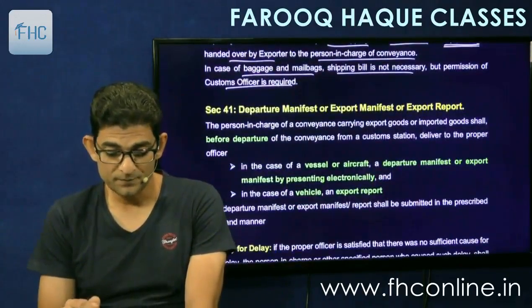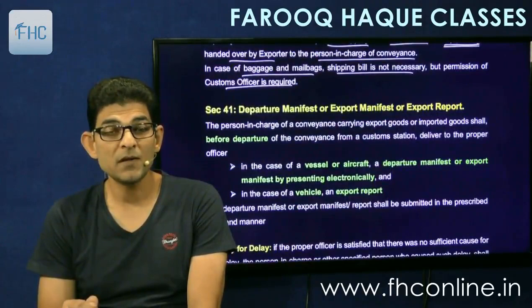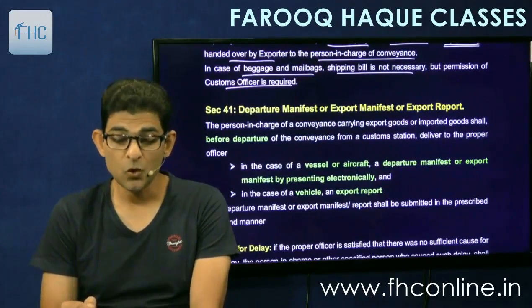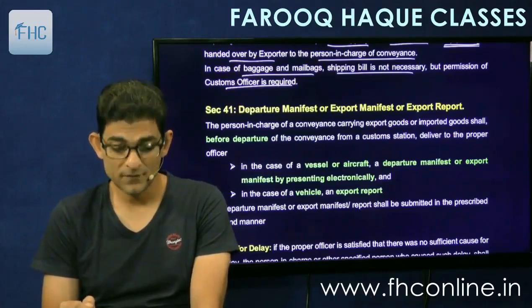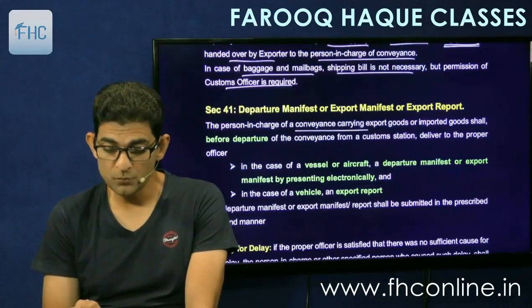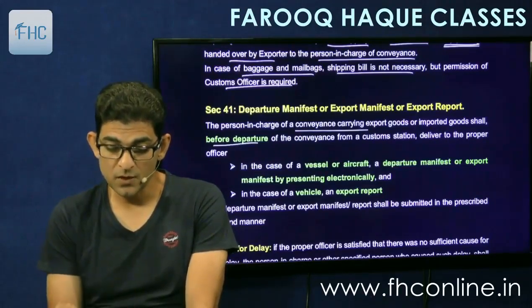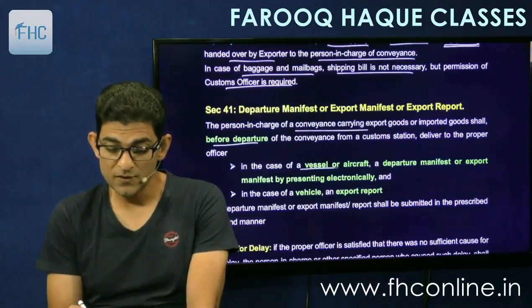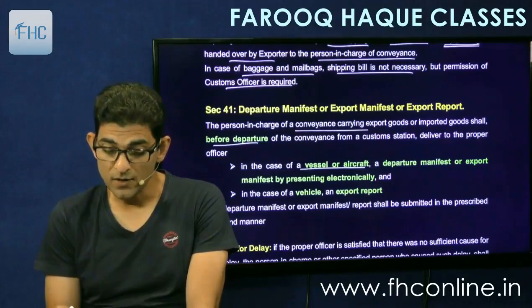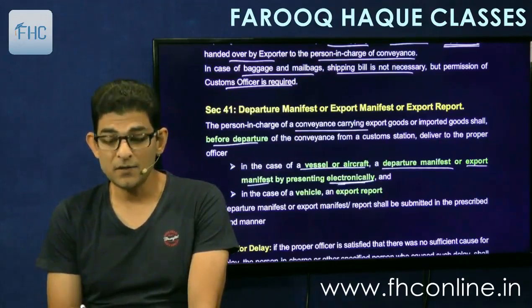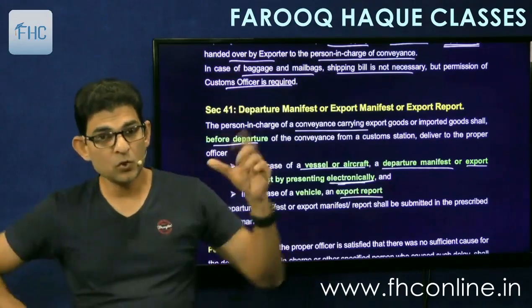And then the departure. Before departure, the last document to be filed is the departure manifest or export manifest or export report. So let's see. The person in charge of the conveyance carrying export goods or imported goods shall, before departure of the conveyance from the customs station, deliver to the proper officer, in case of a vessel or aircraft, a departure manifest or export manifest by presenting it electronically, and in case of a vehicle, an export report. So now again 2 documents.